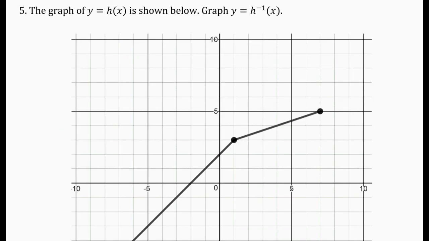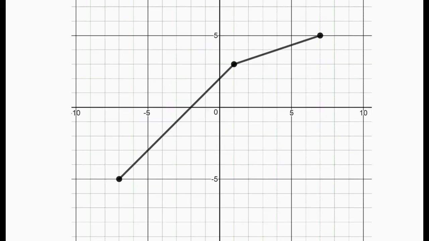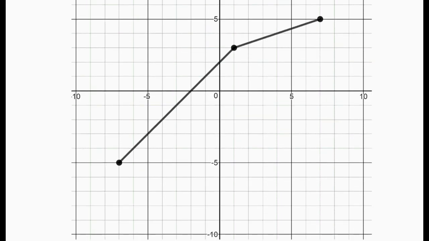And finally, number 5, the graph of y equals h of x is shown below. You need to recognize this is h inverse, the inverse of h. Well, to graph the inverse, we switch our x and y's. We reflect it over the line y equals x. So this is the point (-7, -5), which means when I graph the inverse, I'm going to go to (-5, -7). This point here is (1, 3). So to graph the inverse, I'm going to graph (3, 1).